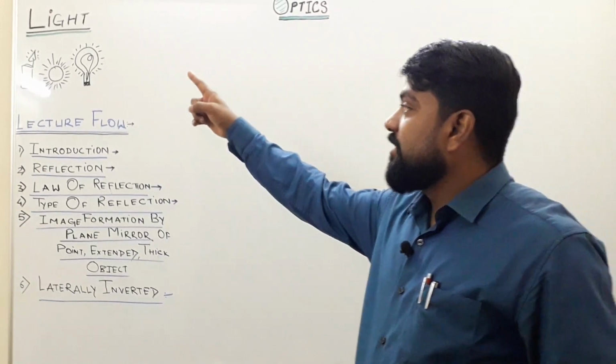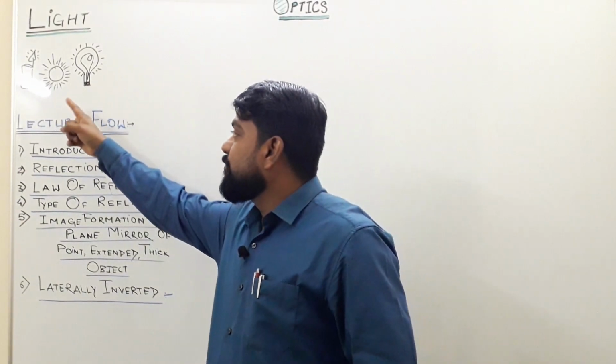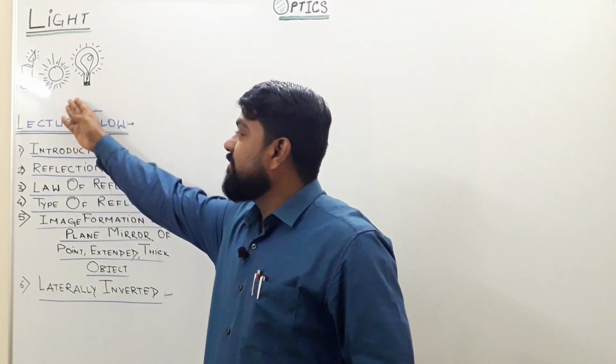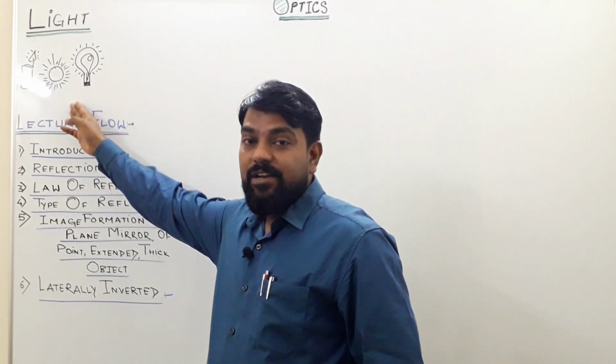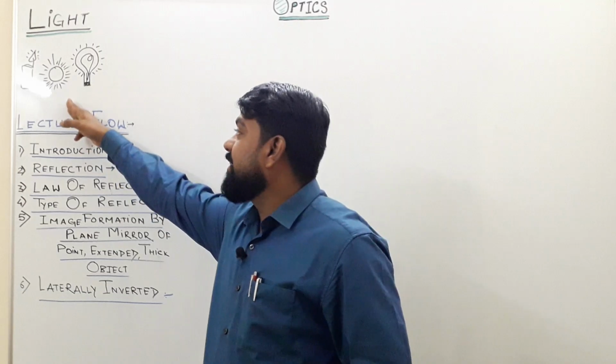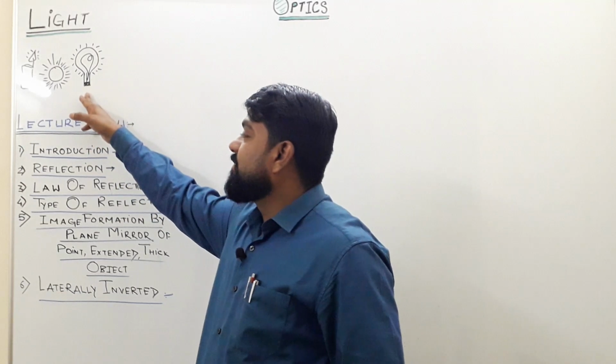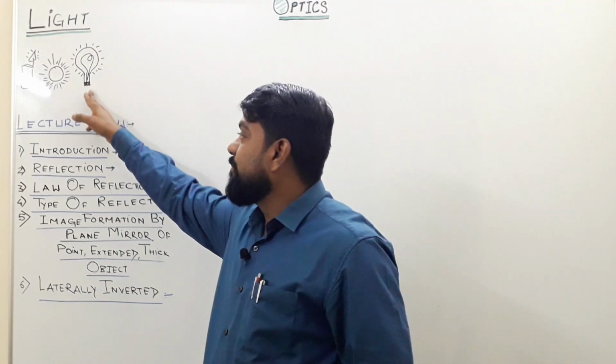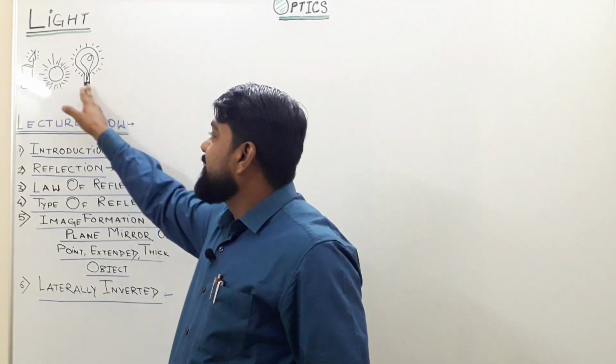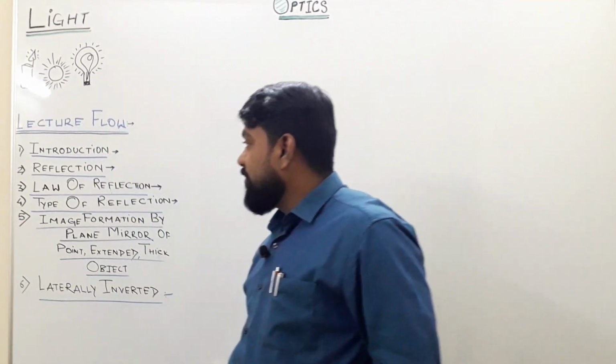As I have mentioned here, I have given some sources of light. We can have a candle. The biggest natural source of light on earth or in our solar system is the sun. The artificial source of light is the bulb.